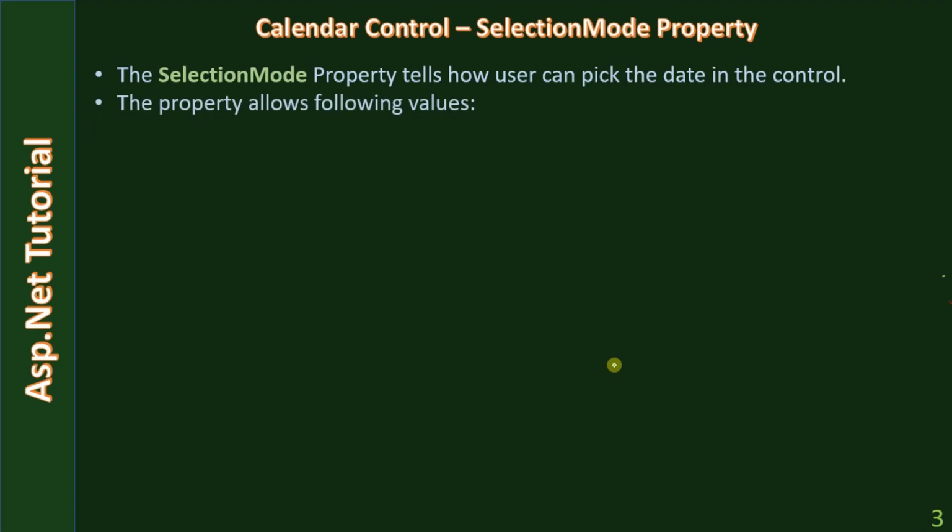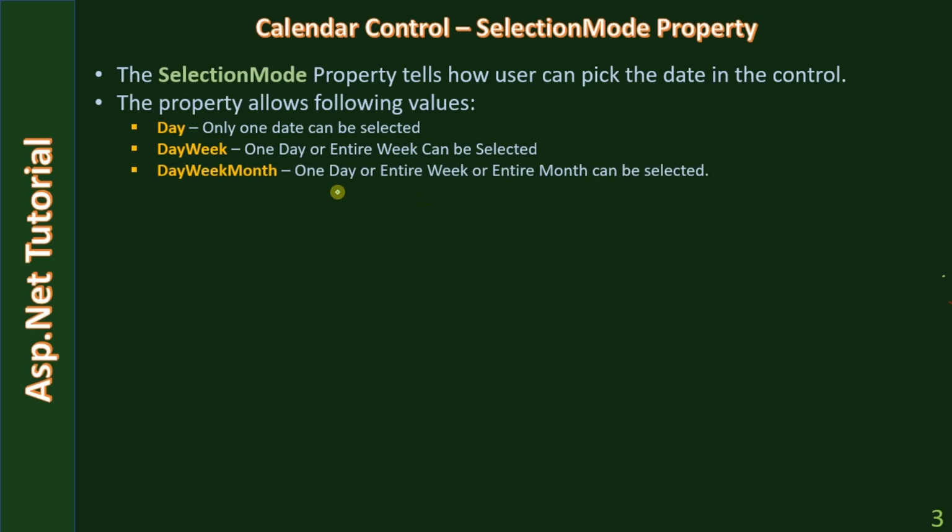The property allows the following values. Day: if you set the selection mode to day, you can select only one date from the control. If you say day week, you can select one day as well as an entire week. So if you want to select multiple weeks, instead of selecting the dates one by one, you can select two weeks to select all the dates in those weeks. Then you can also pick a specific day.